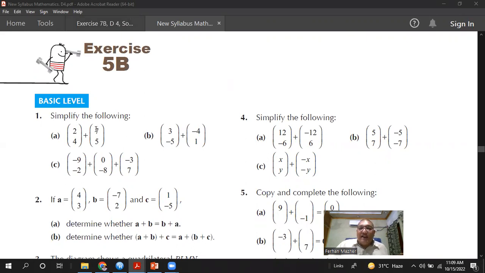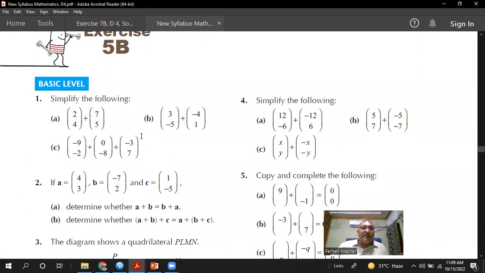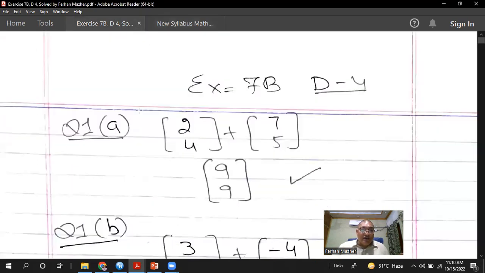Okay, so here you have to add up two column vectors. The upper portion in the column vector is called X and the lower portion is called Y. When you add two column vectors, you add the X with the X and the Y with the Y. So it will be 2 plus 7, which is 9, and 4 plus 5, which is also 9. In part B, 3 added with minus 4 gives minus 1, and minus 5 added with 1 gives minus 4.